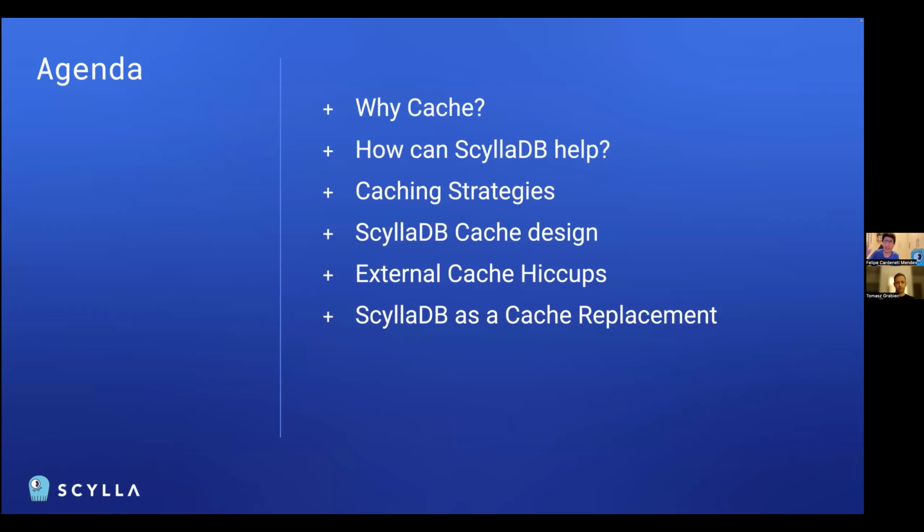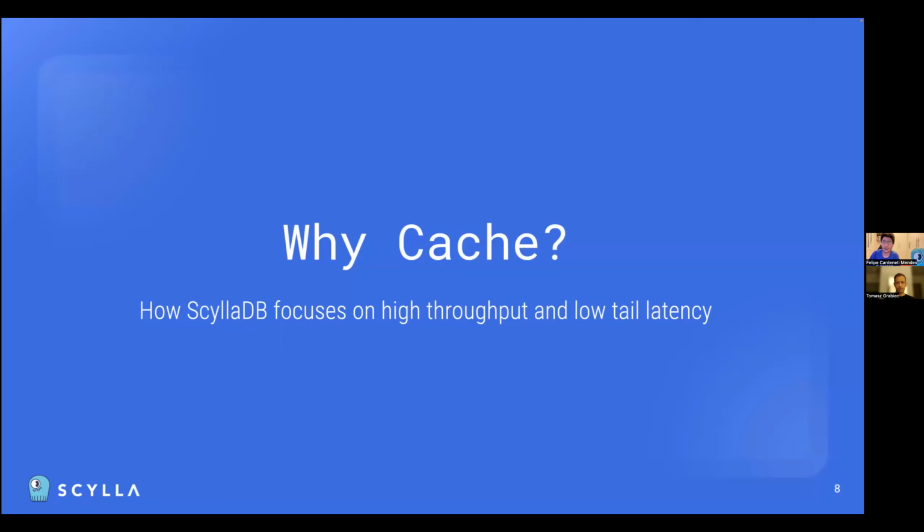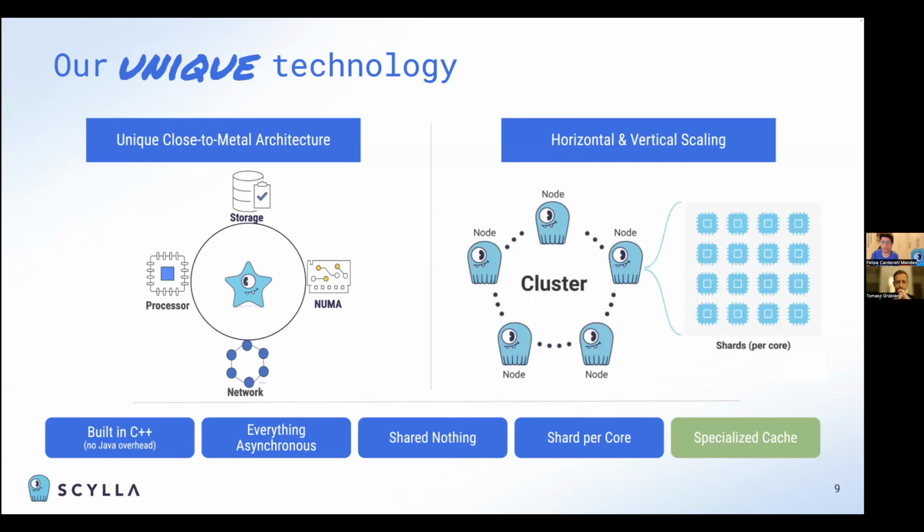Once that's done, Tomek is going to jump in and discuss ScyllaDB cache internals. And right after, we are going to discuss some notable problems encountered when making use of an external cache, and also discuss why it might be a bad idea to do so. And finally, discuss ScyllaDB specific features to further use it as a cache replacement. All right? So at this point, you are probably wondering, what does ScyllaDB, a persistent database, have to do with caching, right?